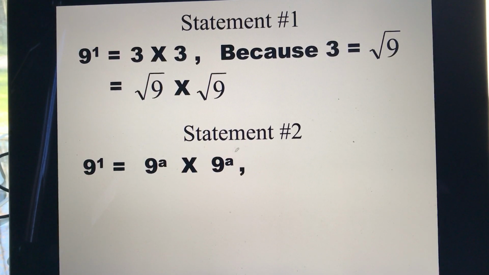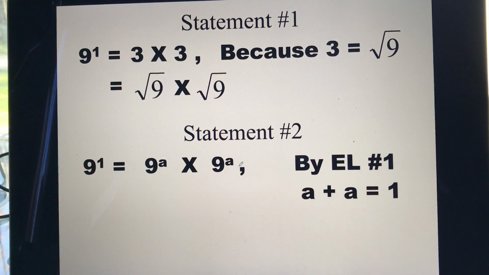Statement 2, I can say 9 to the 1 is, well, 9 to the something times 9 to the something, using my exponent laws. Okay. By that first exponent law, I know I have to add the exponents to get 1. Multiplying powers for the same base, add the exponents. So I know a plus a has to equal 1.